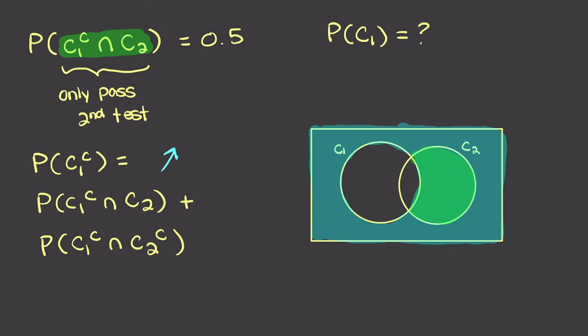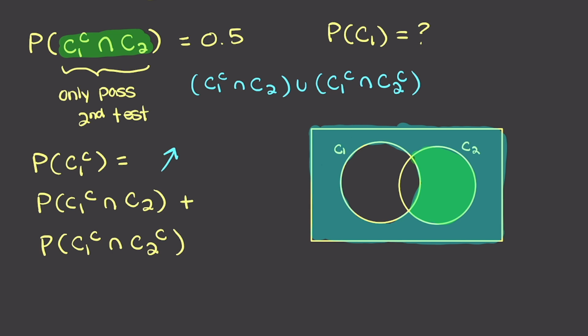We can prove that this relationship works because we have C1 complement intersect C2, or really we don't need to write the probability here, we're just trying to show that these sets are equal, unioned with C1 complement intersect C2 complement.